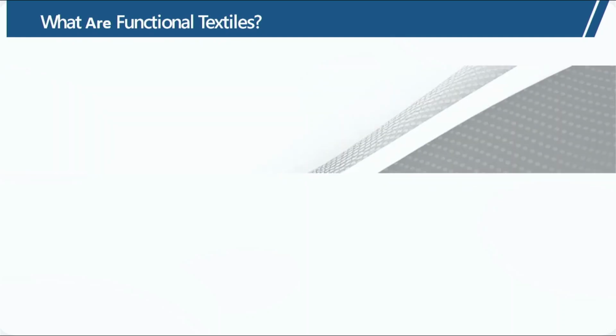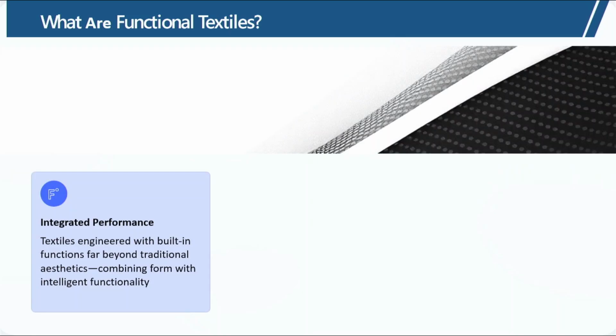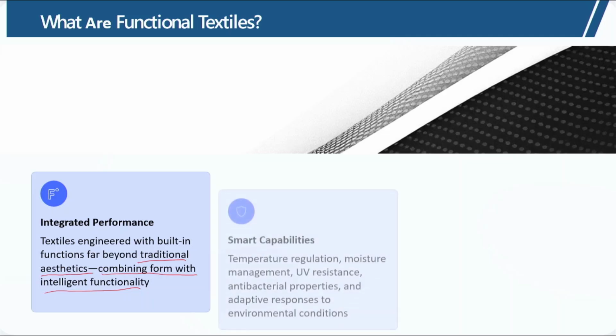Then what are functional textiles? Basically, they integrate performance, with the textile engineered with built-in functions far beyond traditional aesthetics. Normally clothing is used for aesthetics, but here it is far beyond that, combining form with intelligent functionality. We sometimes use intelligent functionality, which we will be discussing in detail.